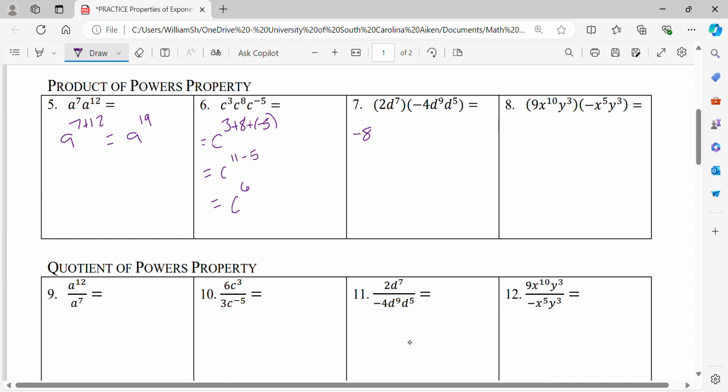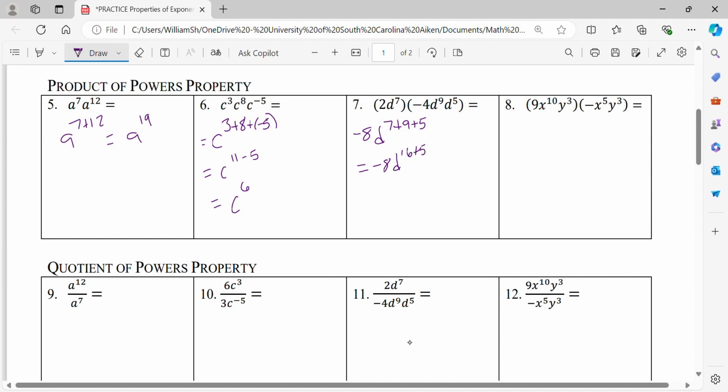Now, all these d's are obviously the same base there. So I can just add the exponents of all those. So this should give me negative 8 times d raised to the 7 plus 9 plus 5. Now, 7 plus 9, I'll do it step by step. 7 plus 9 is 16.